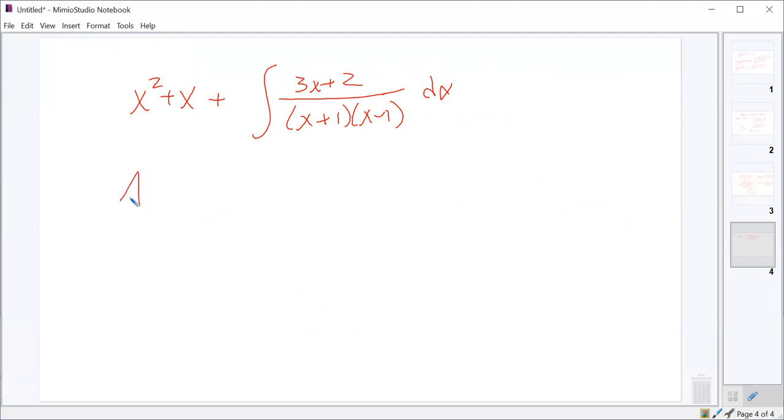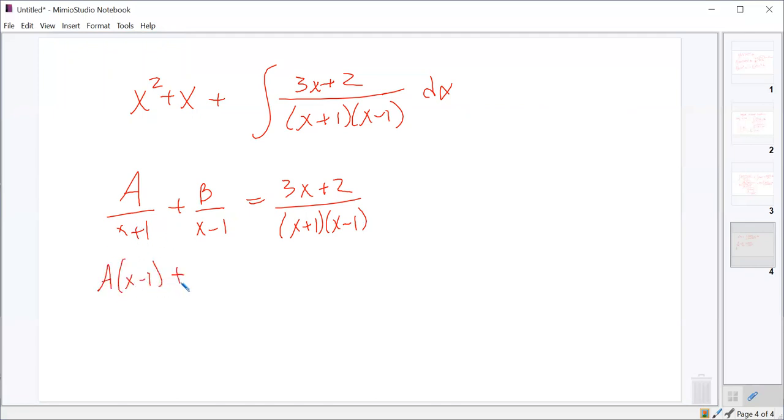With a over x plus 1 plus b over x minus 1, because these are linear factors in the denominator, we just put a constant in the numerator. And that should be equal to 3x plus 2 over x plus 1 times x minus 1. And so then we will get the common denominator. So it becomes a times x minus 1 plus b times x plus 1 equals 3x plus 2. All the denominators cancel out when we multiply to get that common denominator.